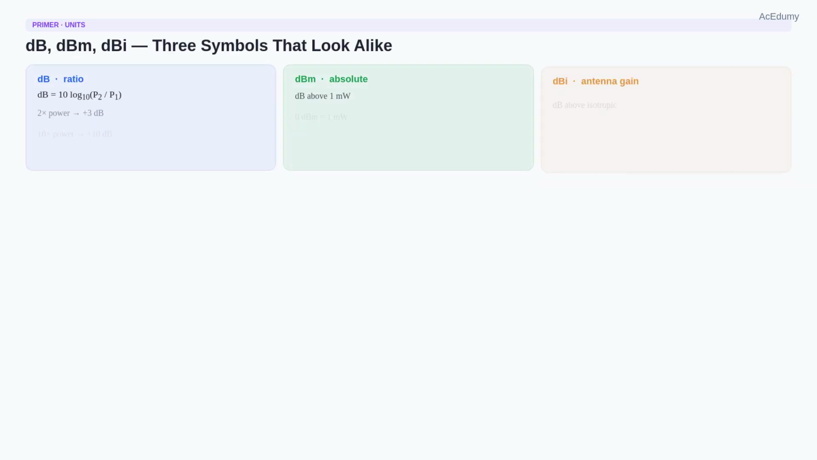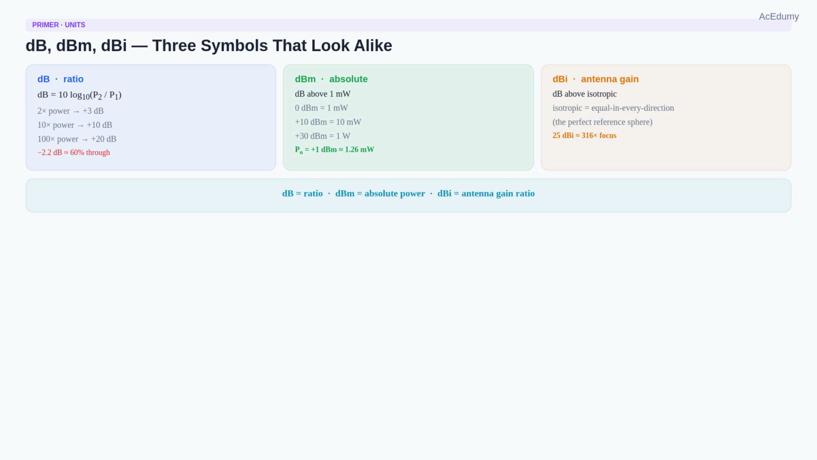Before we plug numbers in, let us understand our units. This problem mixes 3 closely related symbols, dB, dBm, and dBi. They look alike but mean different things. dB, decibel, is a ratio. It measures how one power compares to another on a logarithmic scale.